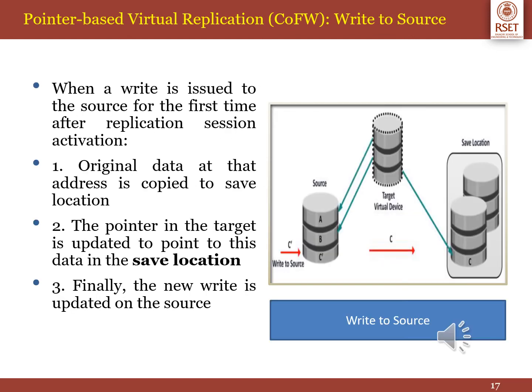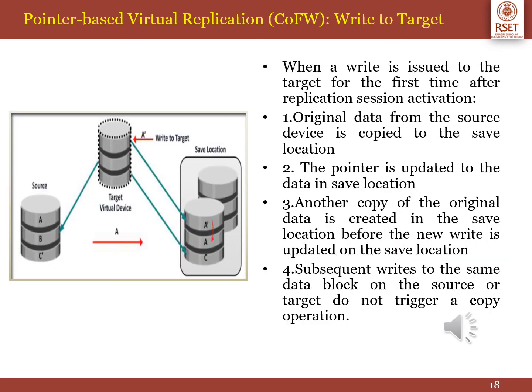When a write is issued to the source for the first time after the session activation, the original data at the address is copied to a predefined area in the array. This area is generally termed as the save location. The pointer in the target is updated to point to this data address in the save location. After this, the new write is updated on the source.